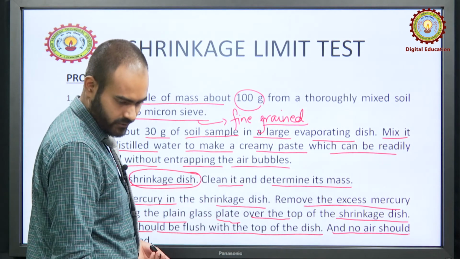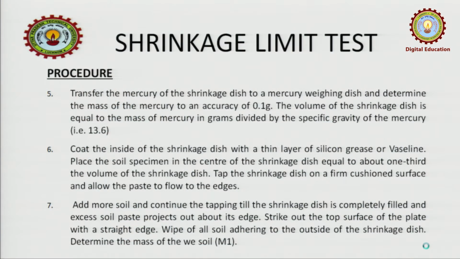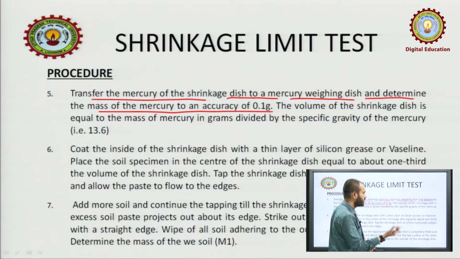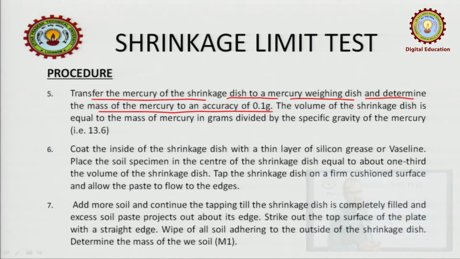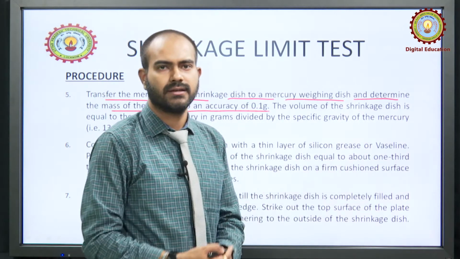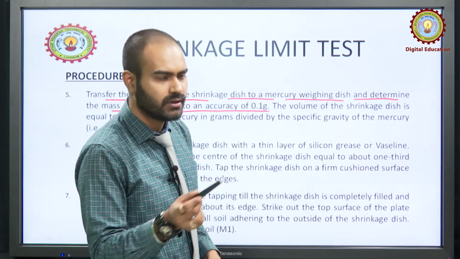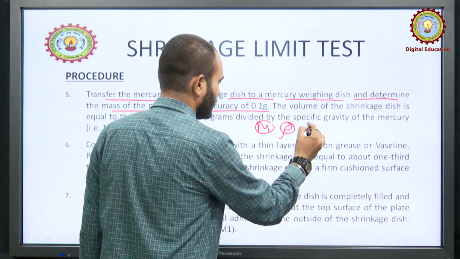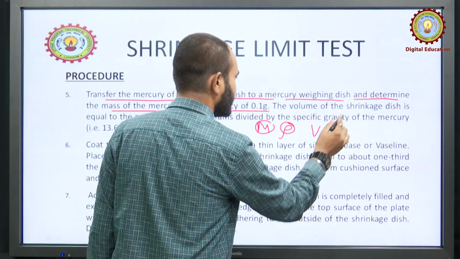Now let us move forward. Now what we have to do is transfer the mercury of the shrinkage dish to a mercury weighing dish and determine the mass of the mercury to an accuracy of this. Once the dish is flushed, means it is fully filled with mercury, we will transfer it to a dish so that we can measure the weight of the mercury. Once we know the weight of the mercury, you know that the density of mercury is 13.6. So now what will happen? You have the mass, you have the density, so obviously you can find out the volume. Okay, so we are doing the same here.